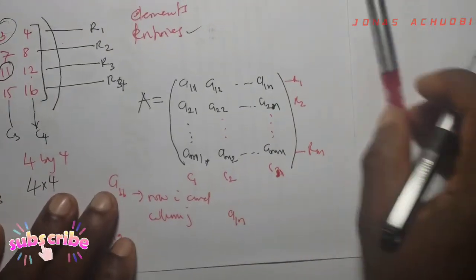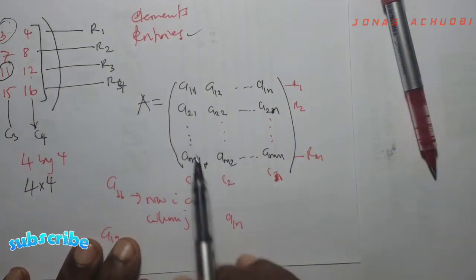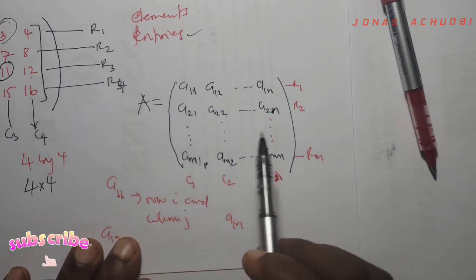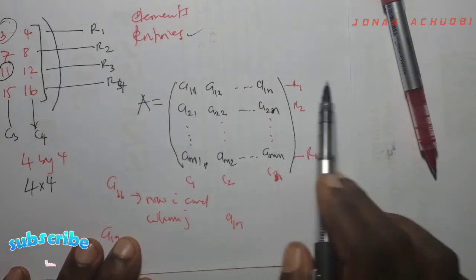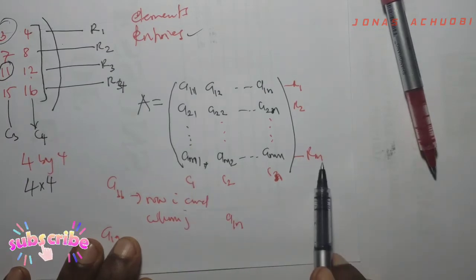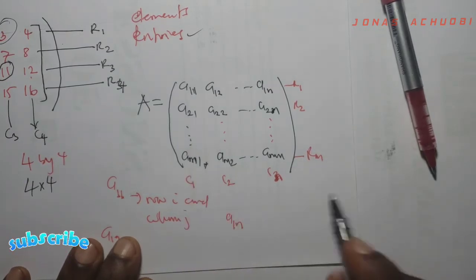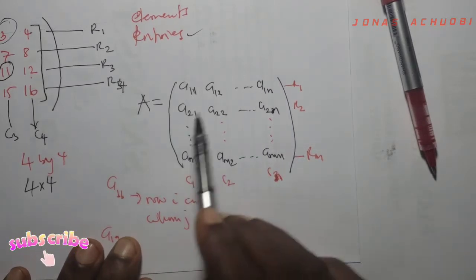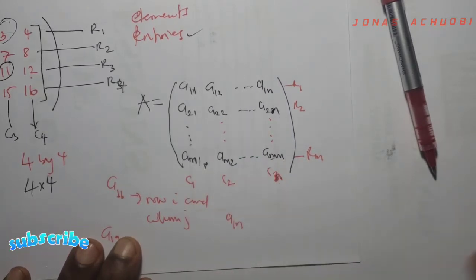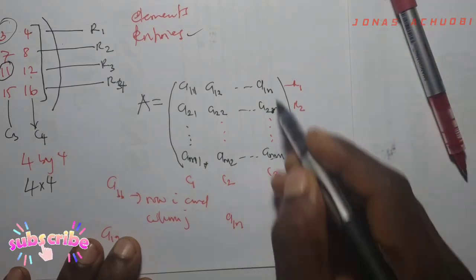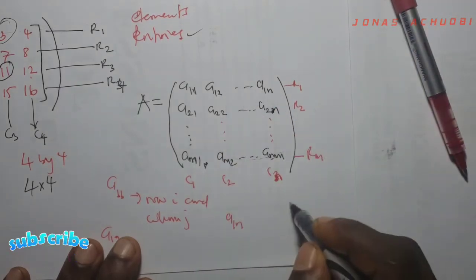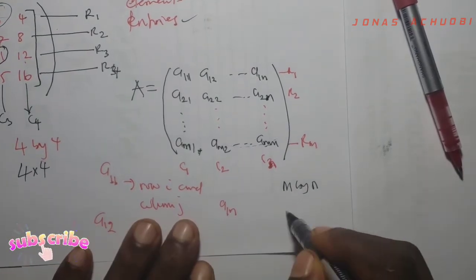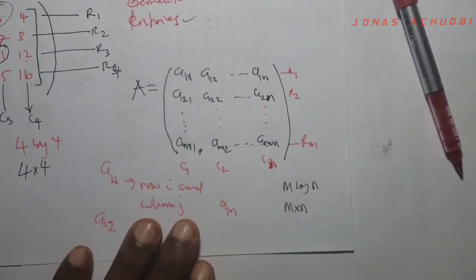Our second matrix here, which was a general matrix, also has a dimension. What would the dimension or the order be? We check. This matrix had how many rows? 1, 2, up to m rows. And how many columns? 1, 2, up to n columns. This matrix had m rows and n columns. Therefore, the order or dimension of our matrix is m by n. In writing, we write m × n.